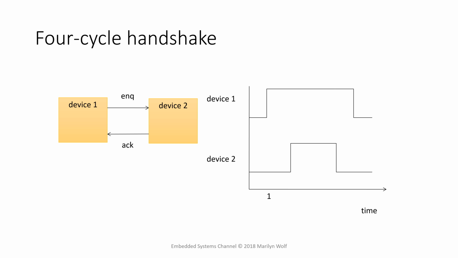So, step 1, device 1 sends a signal high. That gets the attention of device 2. When it's ready to accept the transaction, it sets its ACK signal high in step 2.